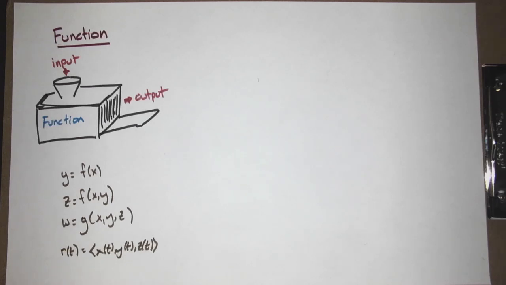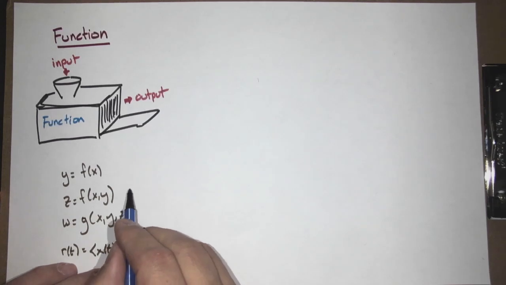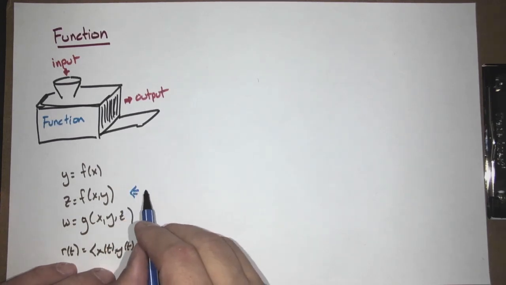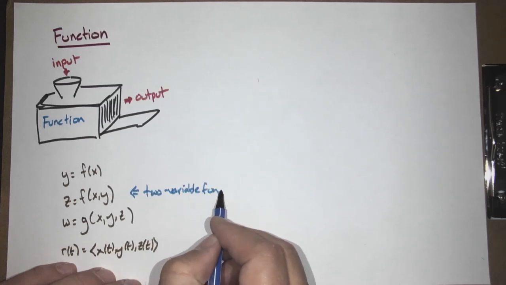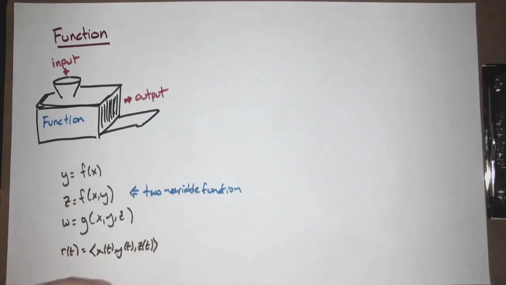But that doesn't have to be the only thing that comes in. We can have our input be different things. So for instance, our input can be pairs of numbers. And so we have an example here: z is a function of x and y. So this is an example of a 2-variable function, because we have two variables being fed into our function. And this is where we'll spend most of our time. And in some sense, we can have a lot more. Like here's an example where we have 3 variables being fed into our function.